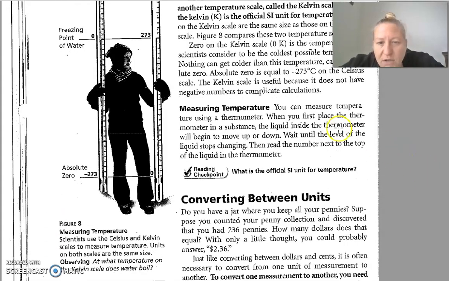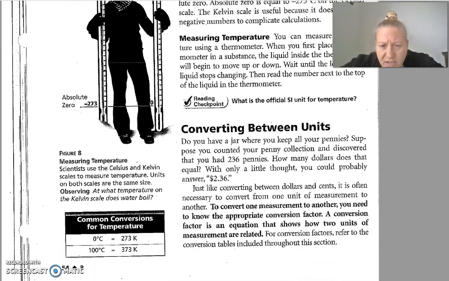Measuring temperature. You can measure temperature using a thermometer. When you first place the thermometer in a substance, the liquid inside the thermometer will begin to move up or down. Wait until the level of the liquid stops changing, then read the number next to the top of the liquid in the thermometer. Converting between units. Okay, first of all, what is the official SI unit for temperature? It is the Kelvin.